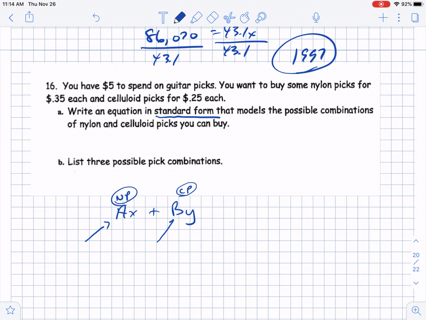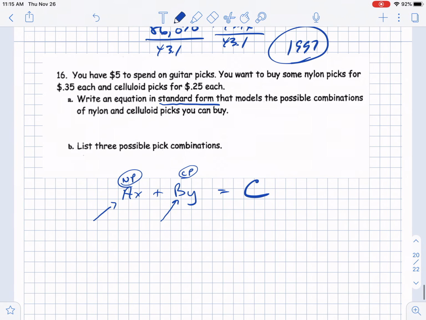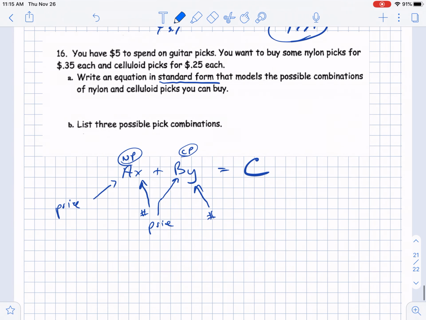And again, A and B are the price, the numbers, if you will, equals some dollar amount. And the X and Y will be the number of those picks. So price, and then number of picks. So let's see. How much am I spending in total? I'm spending, folks, $5.